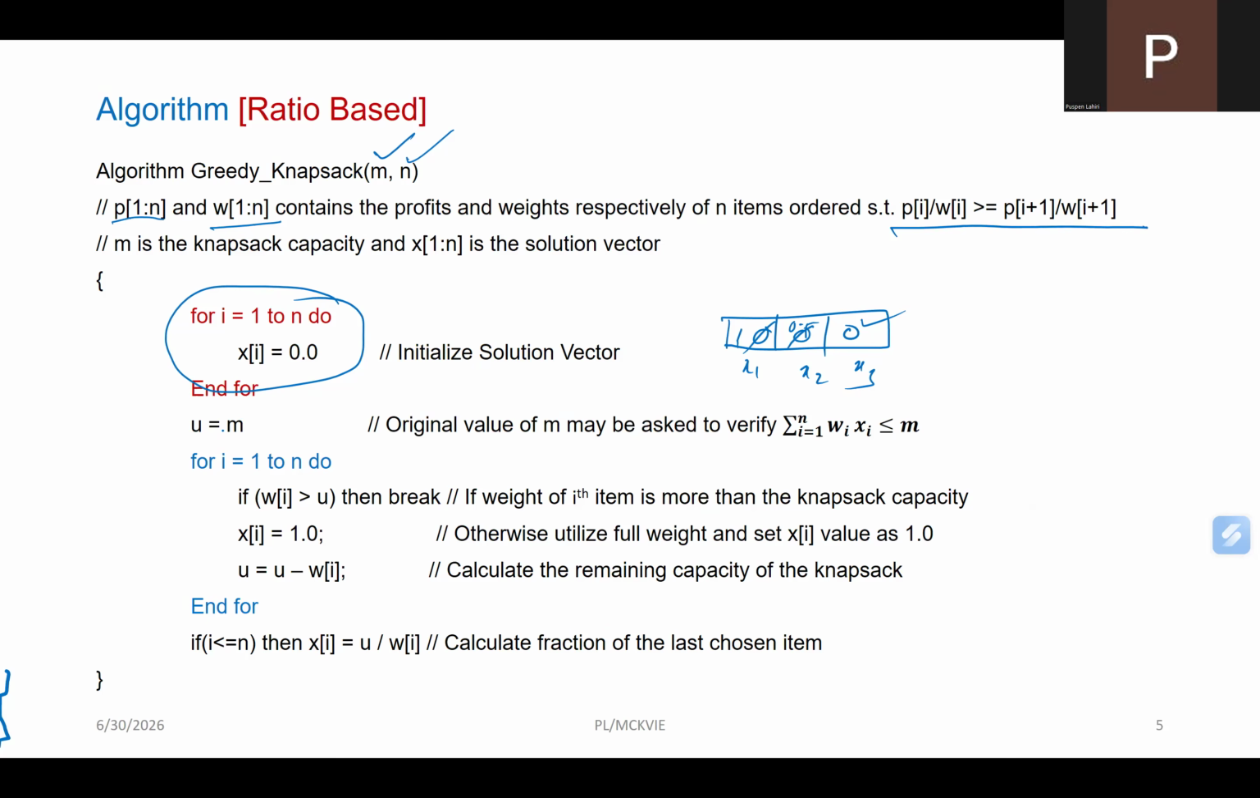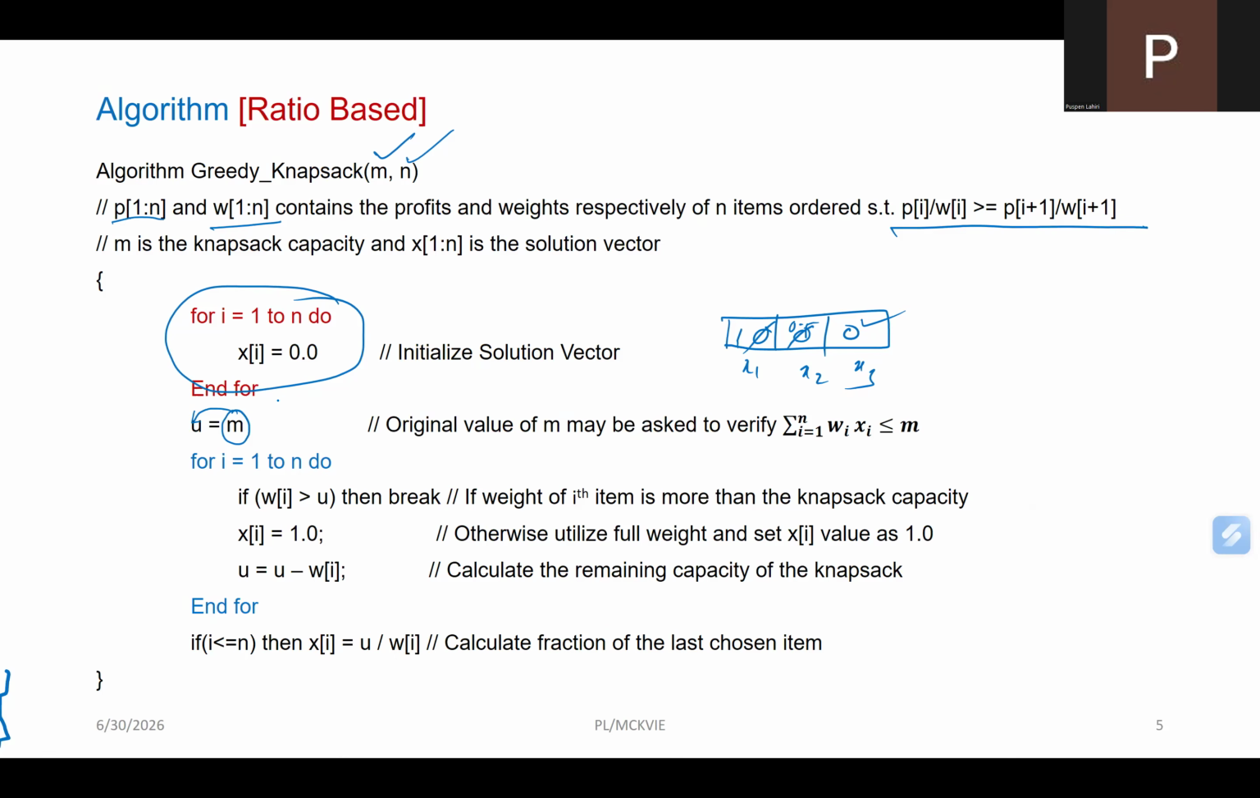Now we are keeping the backup of the knapsack capacity into a variable, suppose W. So why is this backup required? This backup is required because once you have finished filling up the knapsack and your profit is already earned, somebody may ask you to verify whether the total weight of the knapsack exceeds the maximum capacity. In that case, you need M. But if you utilize M and M is getting modified by calculating the remaining capacity, you are not able to get back the original value of M.